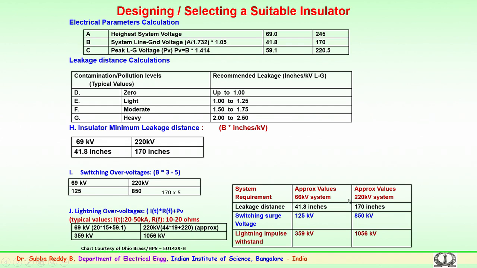So, when you summarize the system requirement with approximate values for a 220 kV system, the leakage distance should be a minimum of 170 inches, the switching surge voltage should be 850 kilovolts, and the lightning impulse withstand voltage should be 1056 kilovolts. So, these are the values which a design engineer is likely to look into. As the voltage level goes up, in the case of 400, 765, 800 kV, a similar exercise will be done much before the insulator is selected, and apart from this, several other considerations will be taken into account.